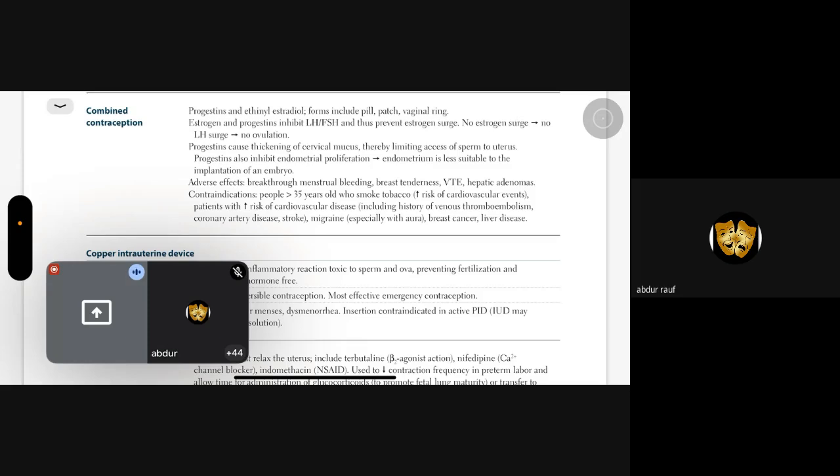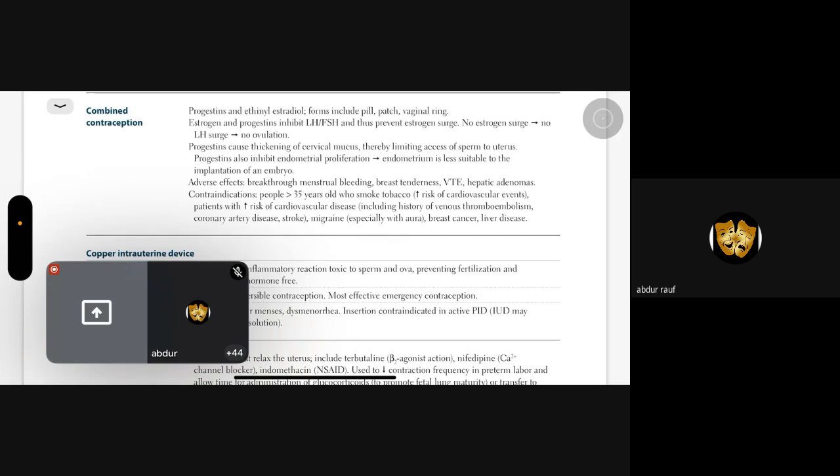Secondly, at the same time, I have already told you, progesterone will decrease the growth of the uterus. So it will inhibit endometrial proliferation. So when endometrial growth does not occur, the blastocyst or embryo cannot implant there.